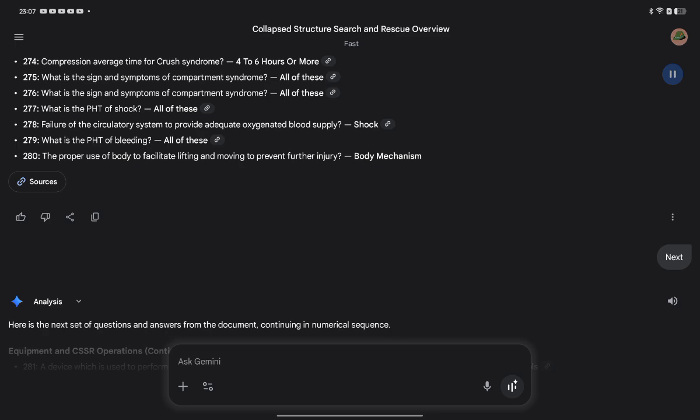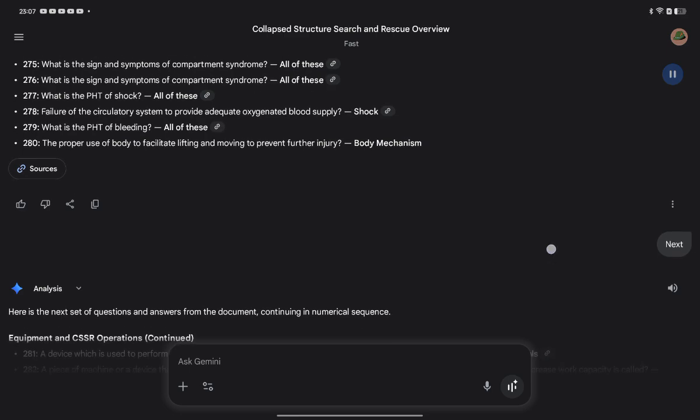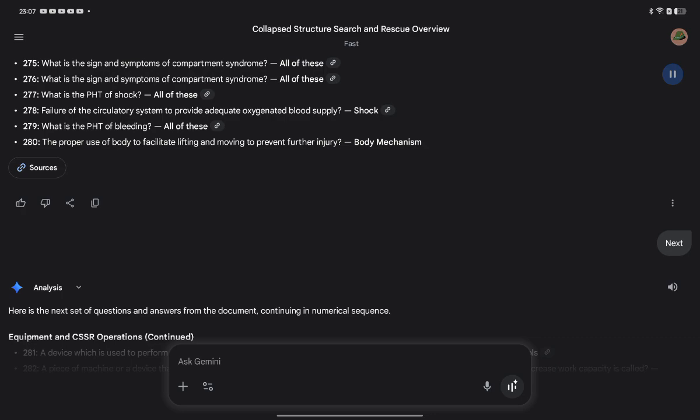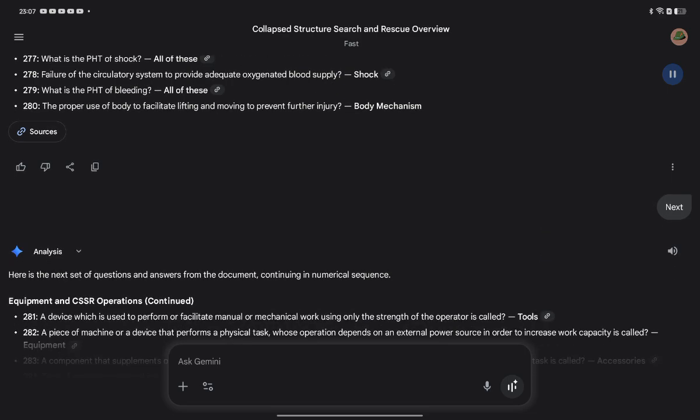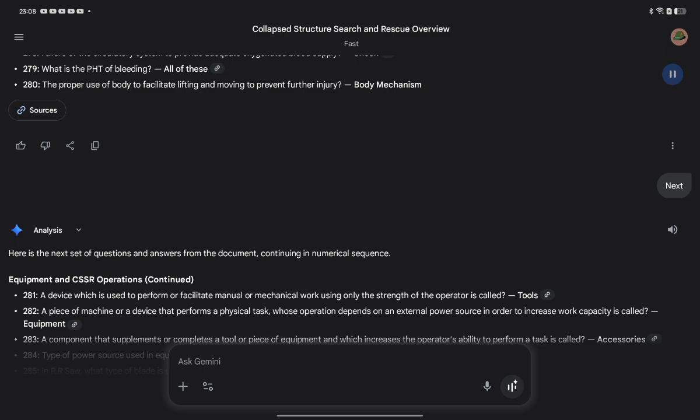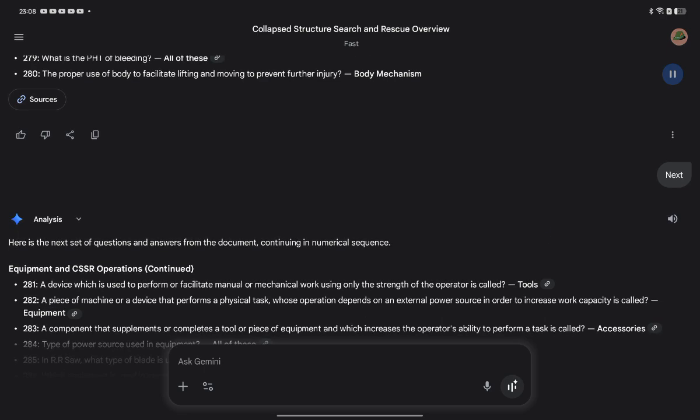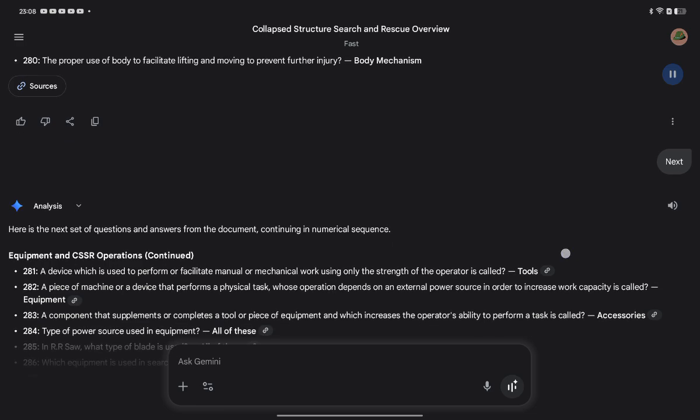All of these. 277. What is the PHT of shock? All of these. 278. Failure of the circulatory system to provide adequate oxygenated blood supply? Shock. 279. What is the PHT of bleeding? All of these. 280. The proper use of body to facilitate lifting and moving to prevent further injury. Body mechanism.